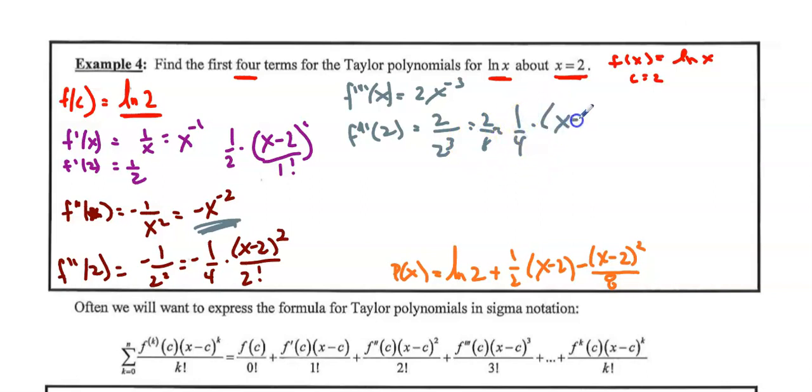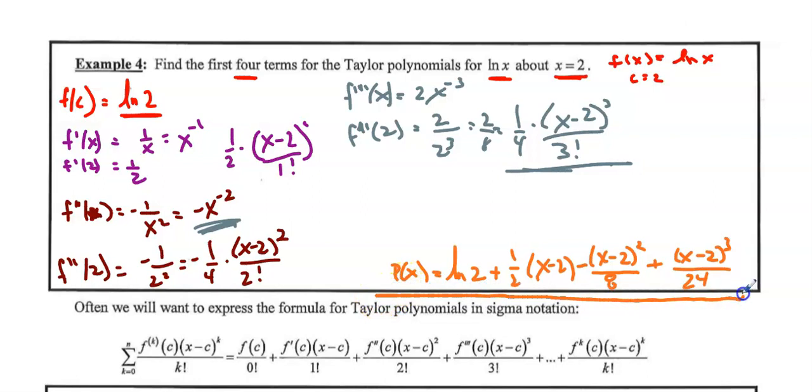And then since it's all about the third, this is going to be the final term. So when we write our last term out, it's going to be plus x minus 2 cubed. And then on the bottom, it's going to be 4 times 3 factorial. Well, 3 factorial is 6, so it's going to be 4 times 6, which gives us 24. All right. So this is the Taylor series for the natural log of x at c equals 2.